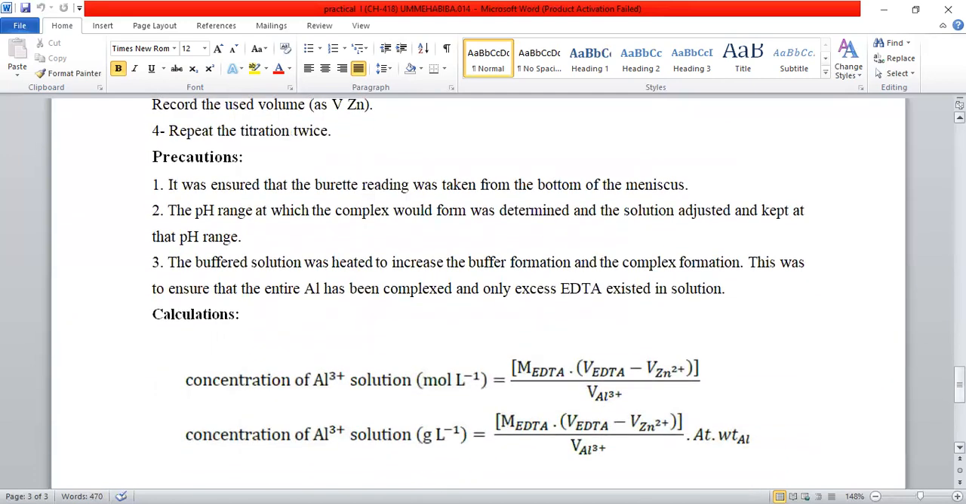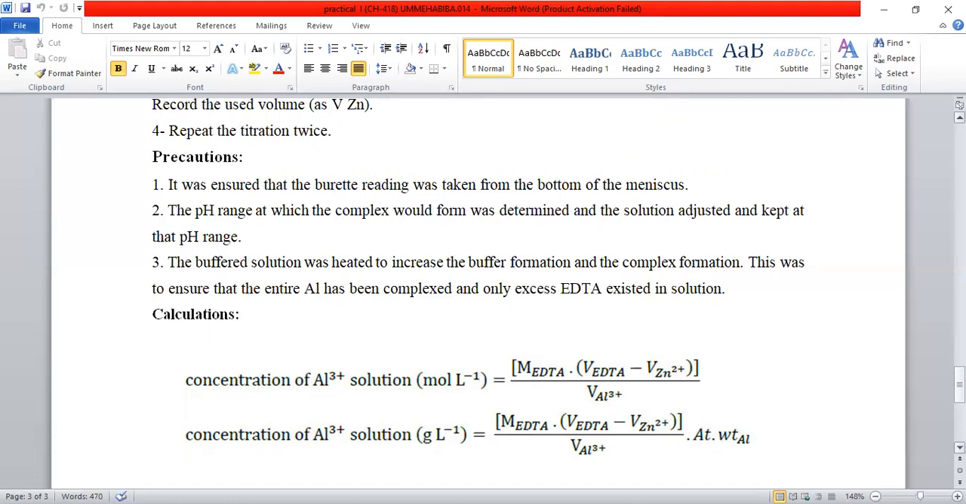Repeat this titration twice. Now here you can see the precautions. It was ensured that the burette reading was taken from the bottom of the meniscus. The pH range at which the complex would form was determined and the solution adjusted and kept at that range. The buffer solution was heated to increase the buffer formation and the complex formation. This was to ensure that all the aluminium had been complexed and only excess EDTA existed in solution.